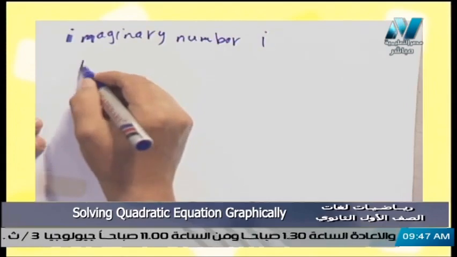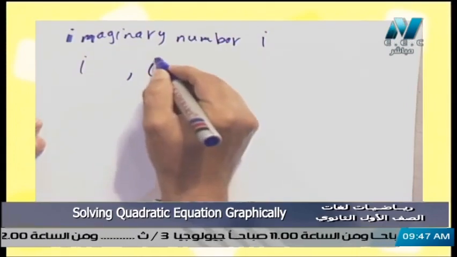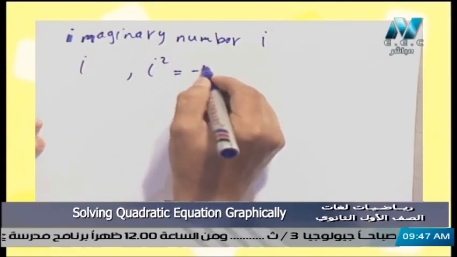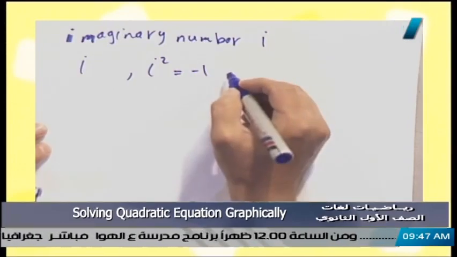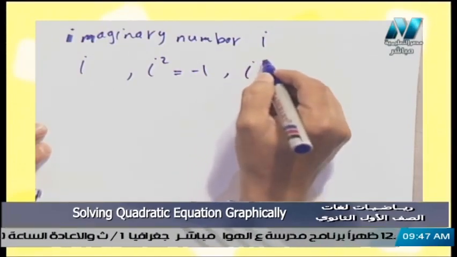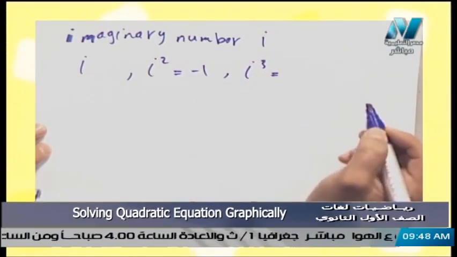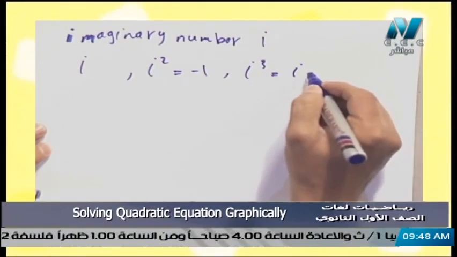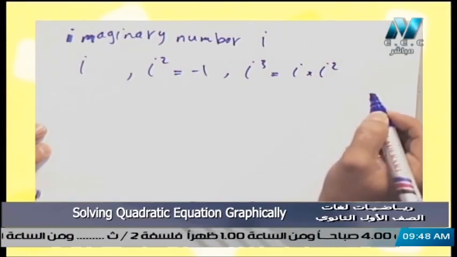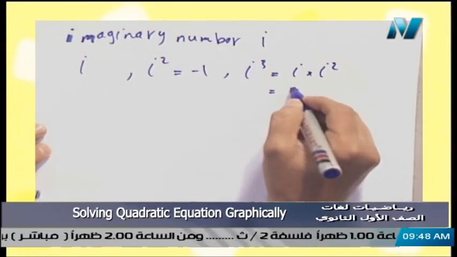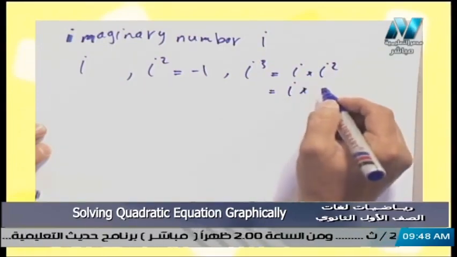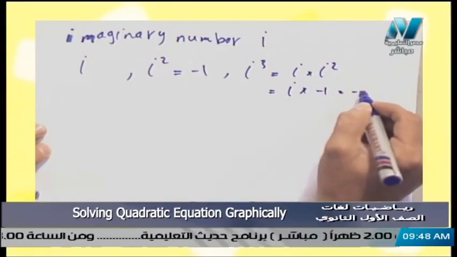We said that i is i, and i power 2 is negative 1 from the definition. Then what about i power 3? i power 3 will be i multiplied by i power 2, of course. And i multiplied by i power 2 equals negative 1, so it equals negative i.